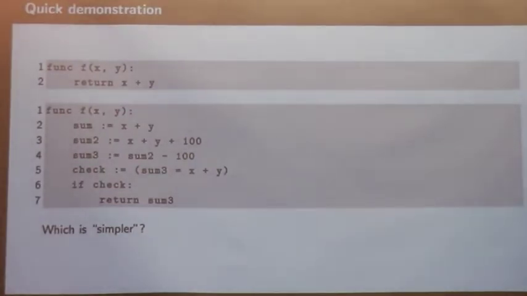So here's a quick demonstration to show what I mean by ergonomics, just to make sure we're on the same page. Here are two functions which do exactly the same thing. They're in some made-up language that I made up like an hour ago. They both take in two numbers and return their sum. The first one takes in the two numbers and returns their sum. The second one takes the two numbers, adds them together over here, adds them together over here, adds 100 over here, subtracts 100 over here, checks if the two things are the same, and then returns it if they are.